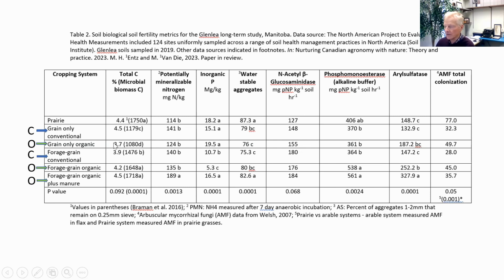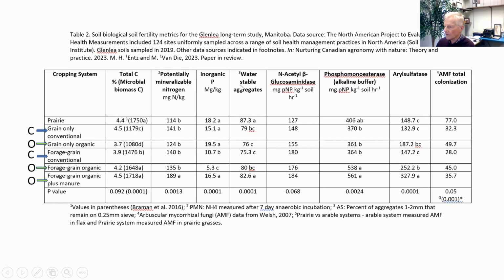We've changed that now. We've altered this system, adding more cover crops, and we're trying to reverse it. But the real high performing system is this forage grain organic system. Whether we add manure or not, it performs better than all the other systems, including the conventional forage grain system. So there's something about that organic management that's allowed us to have a better soil active carbon pool.